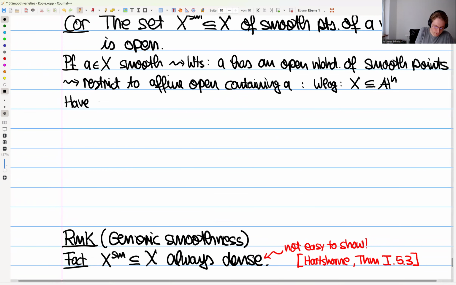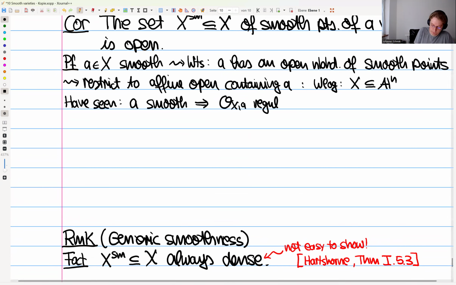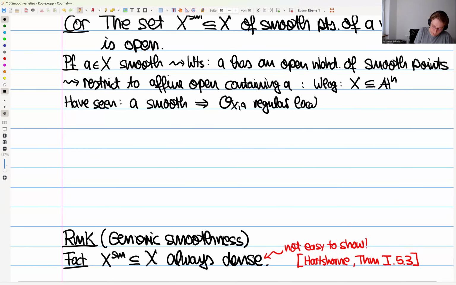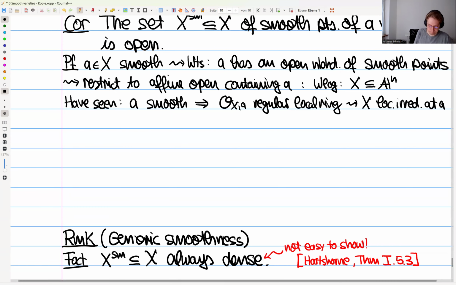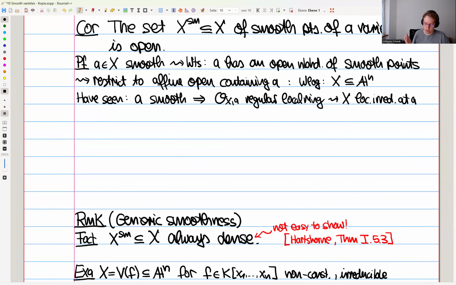But we know that if A is a smooth point, this implies that this ring O_{X,A} is a regular local ring. We had this connection to commutative algebra. And then we saw from it that X is locally irreducible at A. So this means there's a single irreducible component of X containing A.